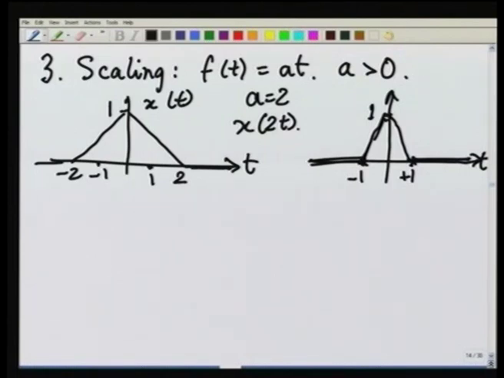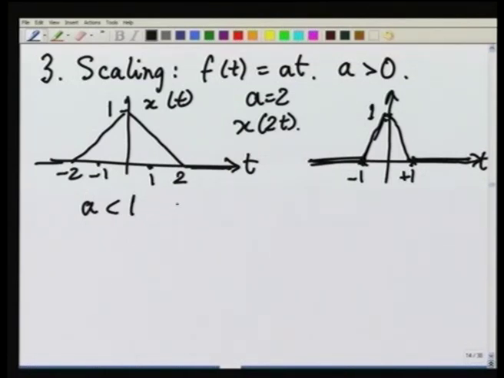It has been compressed by a factor of a, that is a factor of 2. If a had been larger, it would have got more compressed. If a had been smaller, it would have got less compressed, and if in fact we choose a to be less than 1, it would result in an expansion of this function, a stretching of this function.